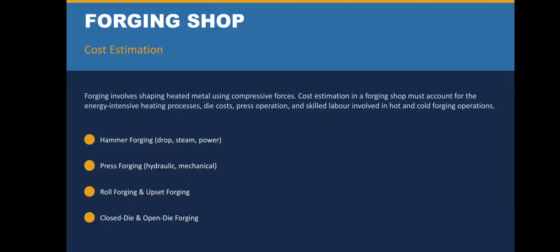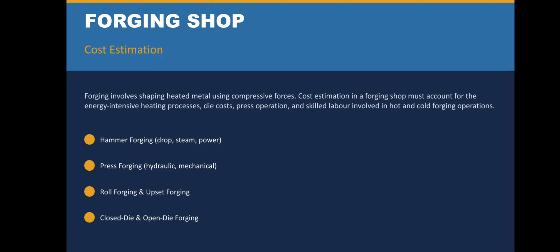So hammer forging includes drop and steam power. Press forging includes hydraulic and mechanical types. Roll forging and upset forging are also done by the forging process, and closed die and open die forging are also types of forging.